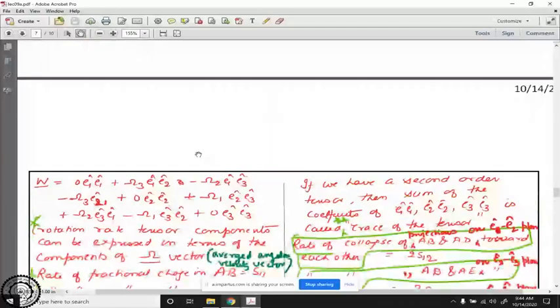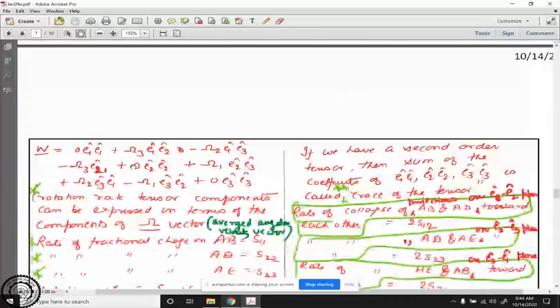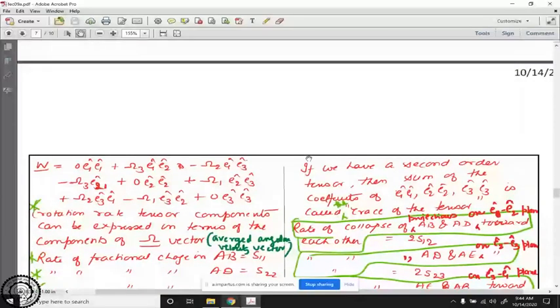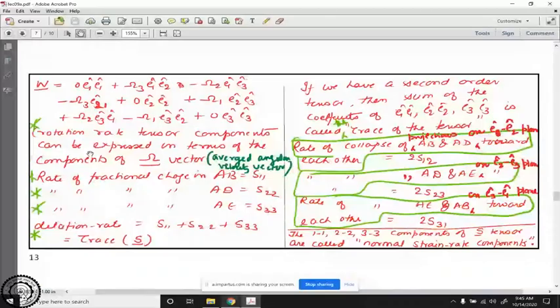Okay. Then I also encourage you to recognize that the rotation rate tensor, the expression that we have gotten here, can be written in terms of the components of the average angular velocity as well. Average angular velocity was omega. So you can recognize that these terms are also the components of omega, and thus the rotation rate tensor can be written in terms of omega components. The rotation rate tensor can be written as components of average angular velocity. Okay.